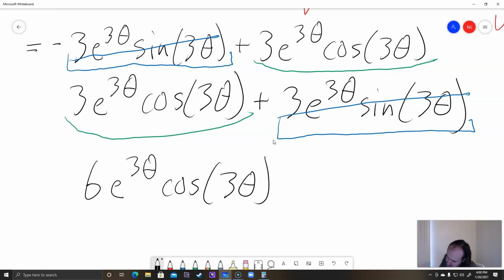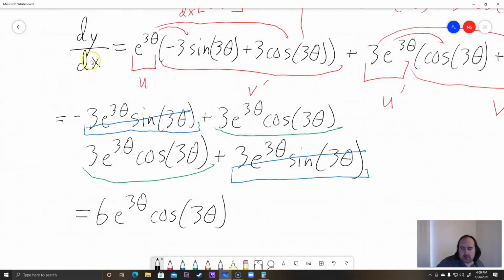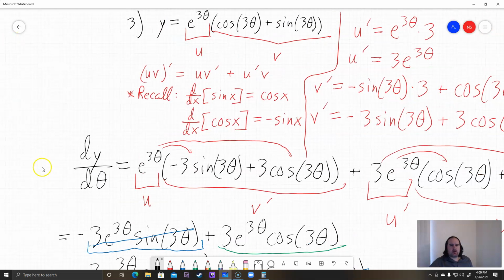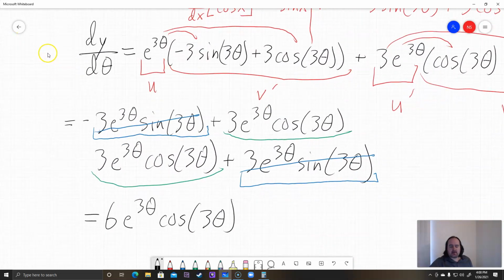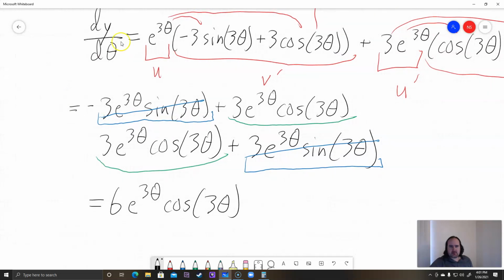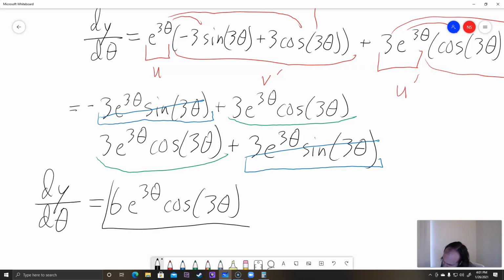All right, and that's actually, it's not dy dx. I made a mistake up here. I said dy dx, but remember our variable here is actually theta. So instead of saying dy dx, I should have written dy d theta. That's my bad. I was just focusing on the math, and I'm used to writing x as my independent variable. So sometimes it's easy to forget that your variable changes on some problems. But here it should actually be dy d theta. Okay, so we have dy d theta equals 6 e to the 3 theta times cosine of 3 theta.